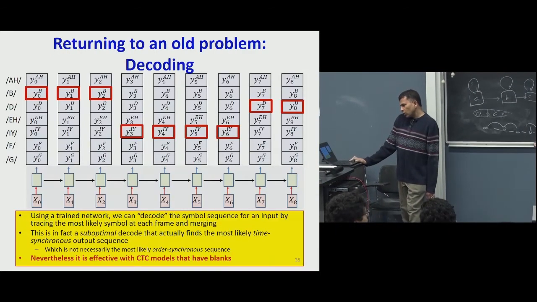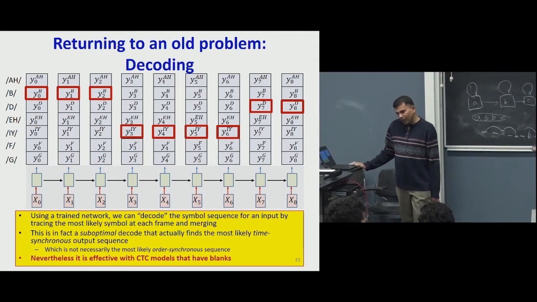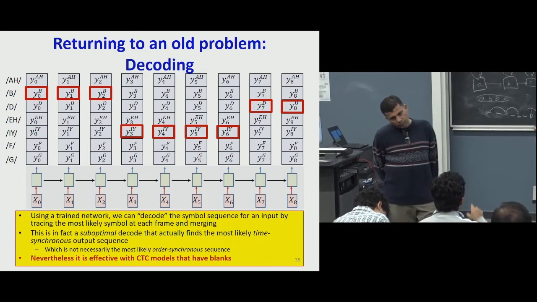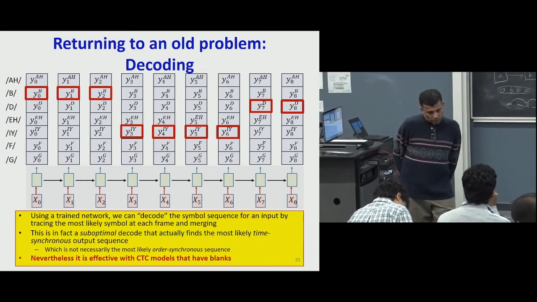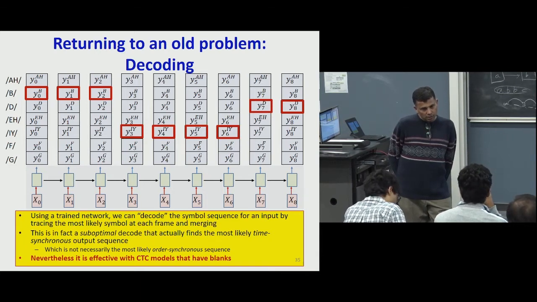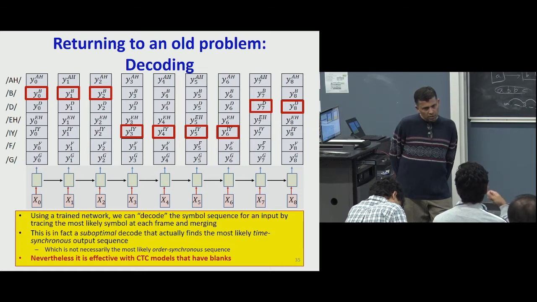So let's return to an old problem. Decoding, right? What if you're trying to predict between two E's, there isn't actually a blank in the input? The input is not going to give you a blank. Suppose there is actually some speech over there. So how can it learn to predict a blank over there?